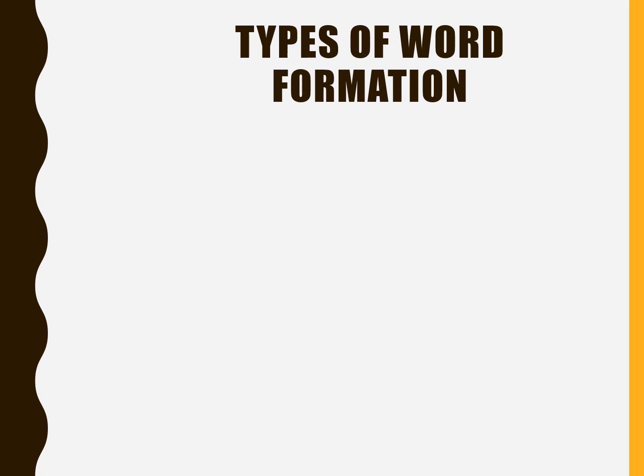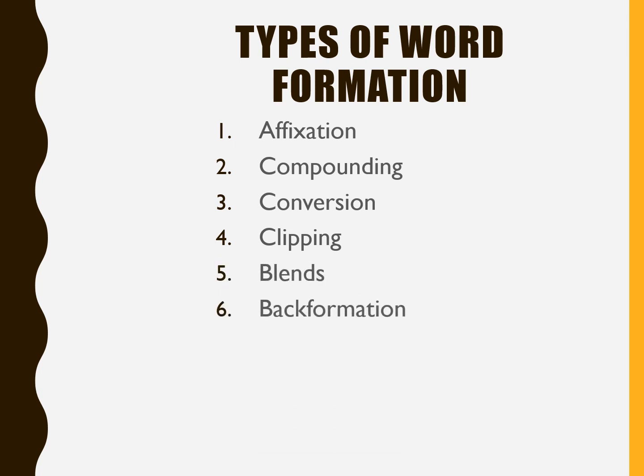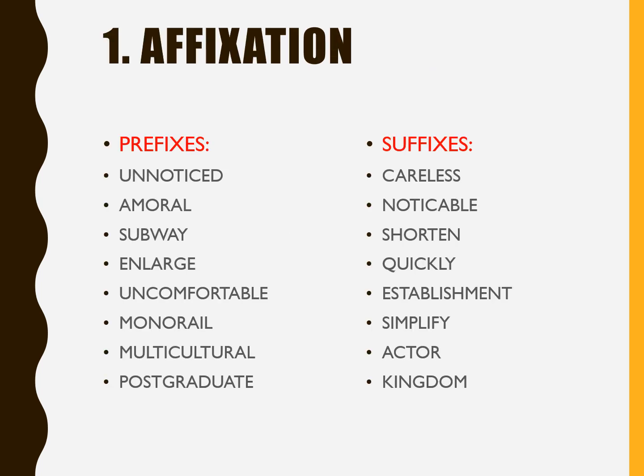So, today we will learn about the types of word formation. First of all, it will be affixation, then compounding, conversion, clipping, blending, back formation, acronyms, onomatopoeia, reduplication, and finally borrowing. These are the main ways to form new words. Now let's move on to the next page.